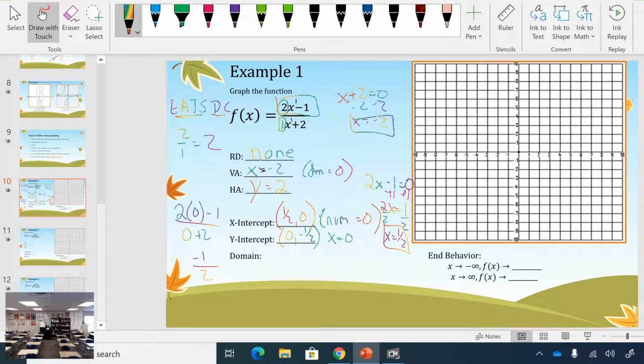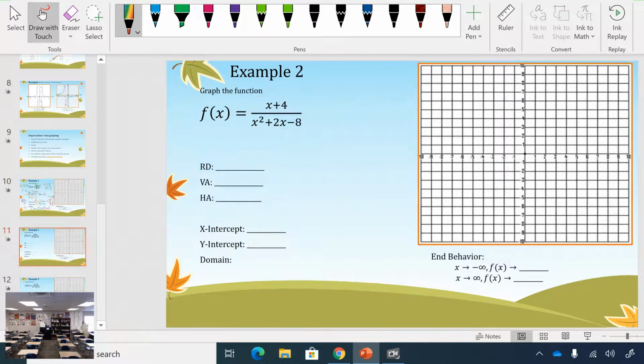So when it comes to the domain, we want to list out what we've got there as far as our values. Since we didn't have an RD, that was none, then our domain is going to use the more simple template here, or I guess the one without the coordinate pair in the middle. So we know we got to fill in those blanks. The blank is always going to be your vertical asymptote, so this is -2, -2.